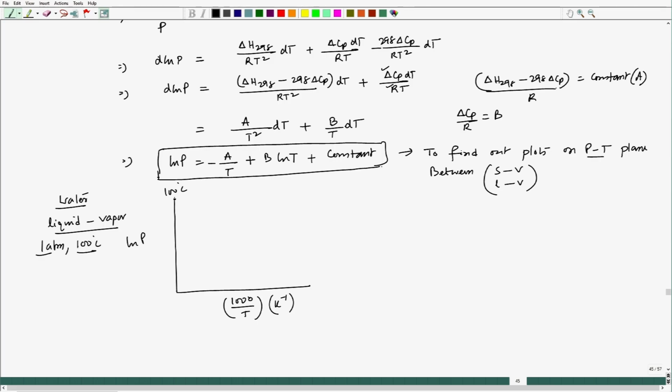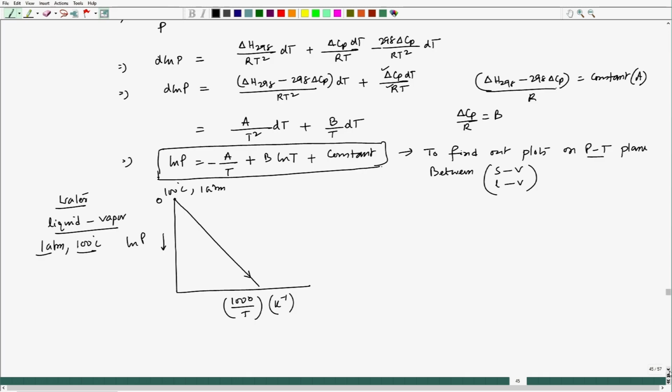So, if I take this as 100 degrees and 1 atmosphere, this value would be 0 because ln P would be 0, and from there if I start, this plot would go like this. This ln P would change this way as we change the temperature. So, that is the way we get that plot.